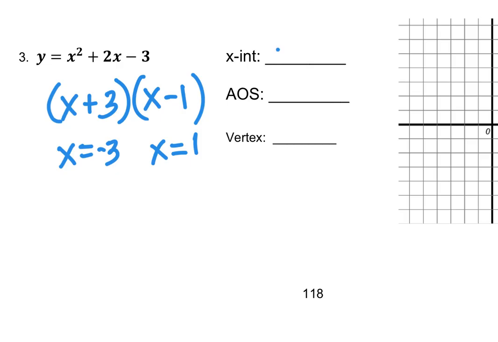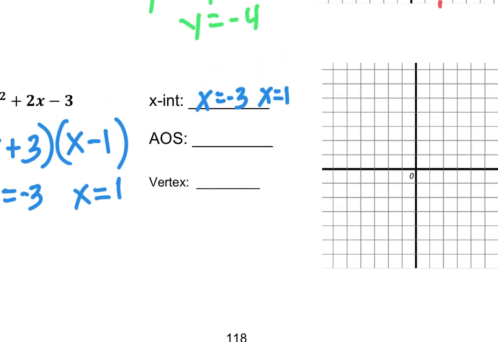So let's go ahead and put those on here. Don't clean up yet. We're almost done. x equals negative 3. x equals 1. Let's go ahead and put that on our graph. Negative 3, positive 1. And what is our AOS? Right, negative 1. That goes right down the middle. So x equals negative 1.